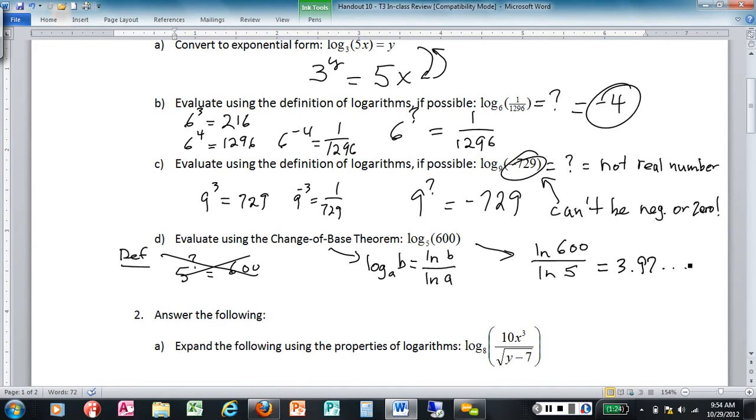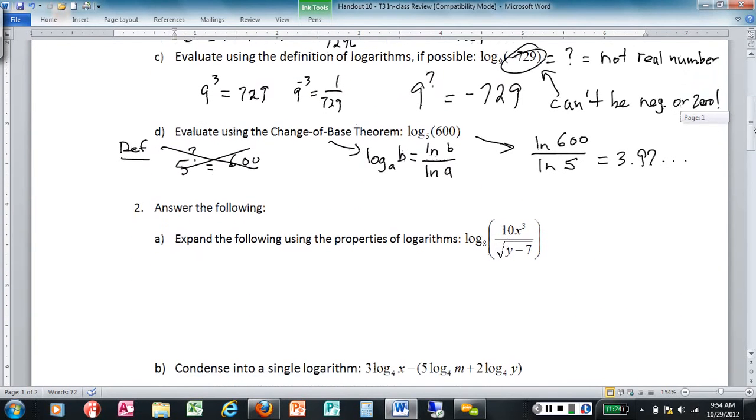And however many places they want there, I didn't specify, but I probably will on the test. But if it doesn't, a couple of places will be fine. Okay? All right. Is that okay? Any questions or concerns on question number 1? All right. What about number 2?